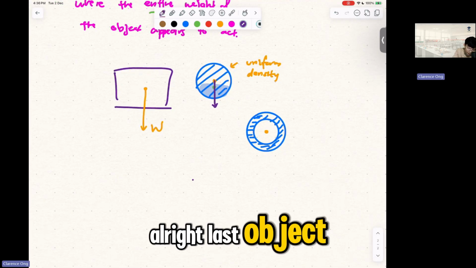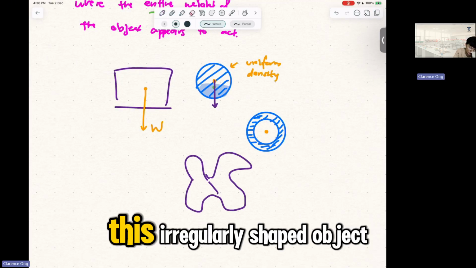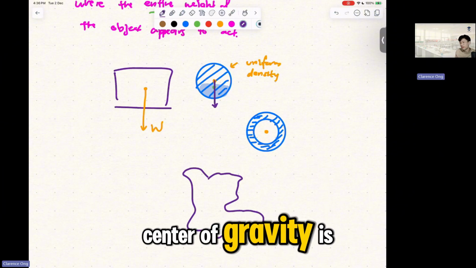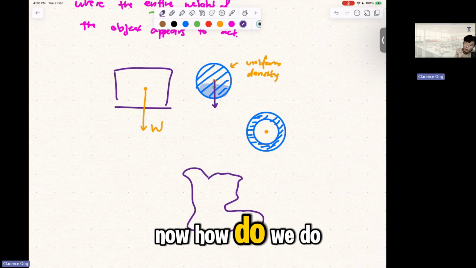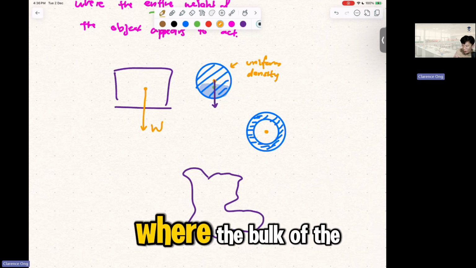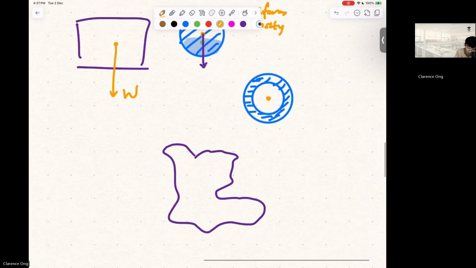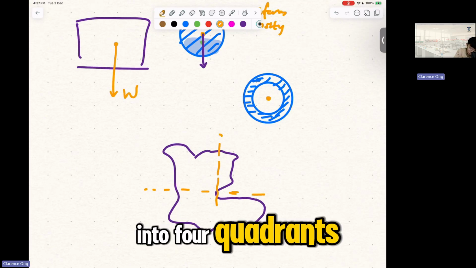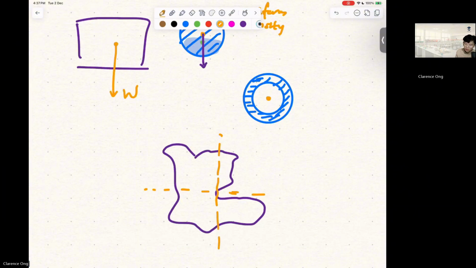Alright, last object. Let me draw something fancy. Okay, I'm just going to draw this irregularly shaped object, and you guys can let me know where the center of gravity is. Now, how do we do such questions? Try to identify where the bulk of the mass is found on this object. So let's say I'm going to break it down into 4 quadrants. Which quadrant has most matter in it?